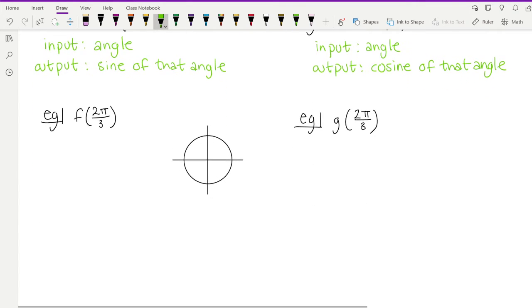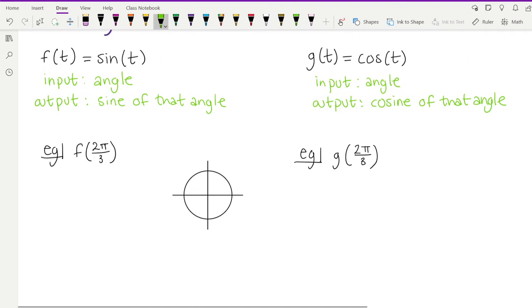Okay, so let's do a quick example. So for example, let's say that, still using f of t representing sine of t and g of t representing cosine of t, we want to evaluate f and g of 2 pi over 3. So for evaluating f of 2 pi over 3, we would just say, okay, well, we know that the function f of t is supposed to be sine of t. So f of 2 pi over 3 is going to be sine of 2 pi over 3. So it just works like any other function, right? With any function, you take your input and you just replace the input variable with whatever that input is, and that's what we're doing here.